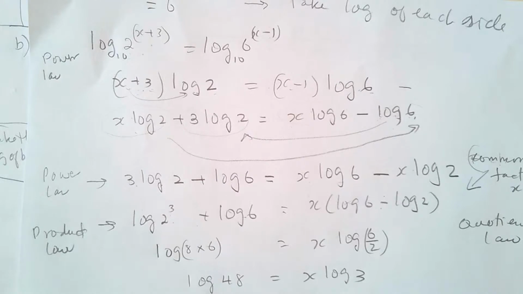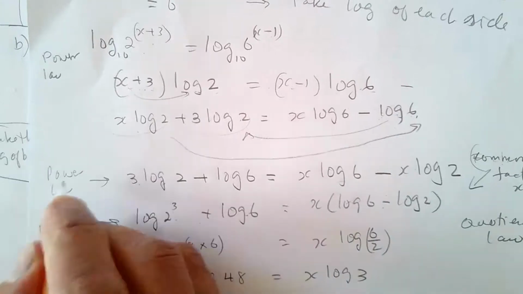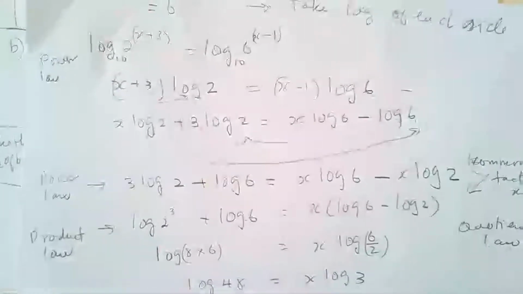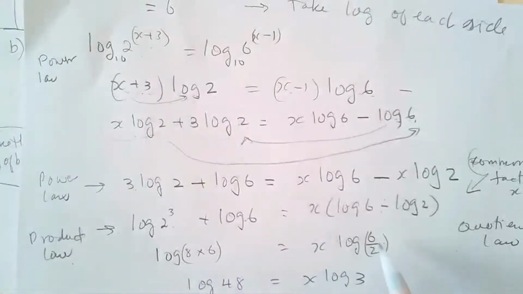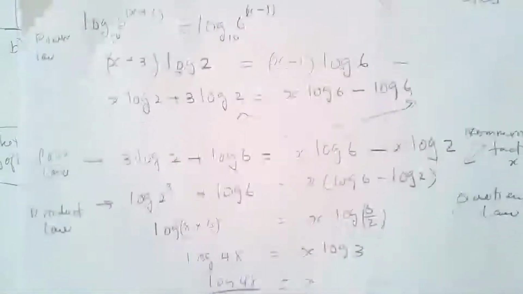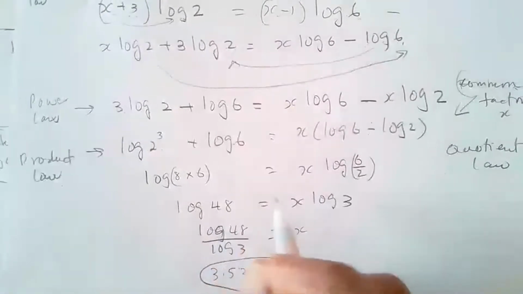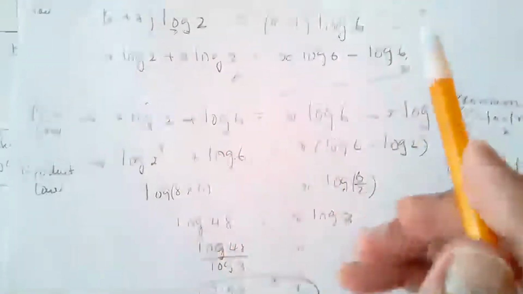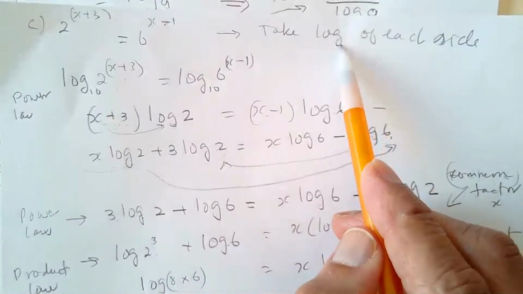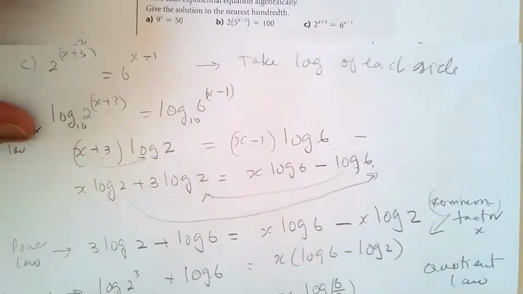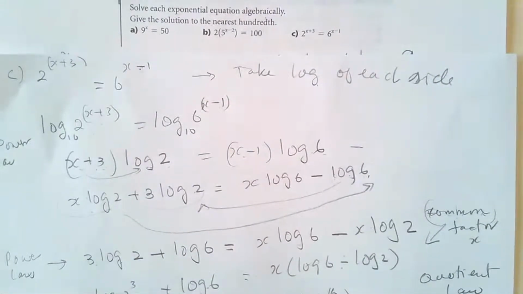So we applied the power law. We used collecting like terms. Then we used the power law again, and the product law and quotient law. And then change of base. Well, we didn't have to use it here because it's already done for us. We didn't have to use the change of base because we selected the common log at the beginning.